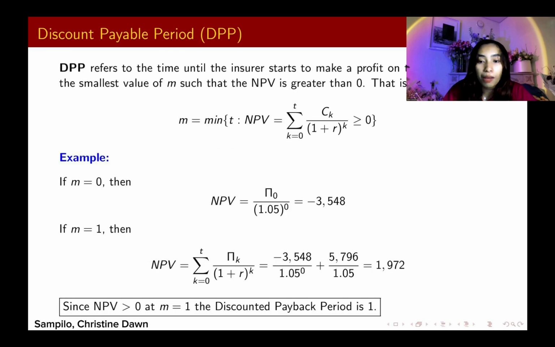Another measure is the discounted payback period, or the DPP, which refers to the time it takes for an insurer to start making profit on a contract. Basically, what we have to do is find the smallest value of M such that the NPV becomes greater than 0. For example, using the previous problem, if M is equal to 0, calculating its NPV will yield negative 3,548, which is less than 0. However, if M is equal to 1, NPV is now equal to 1,972, which is greater than 0. Therefore, the DPP for this example is equal to 1, meaning profitability starts after 1 period. This metric helps insurers identify when their investments begin generating positive returns.